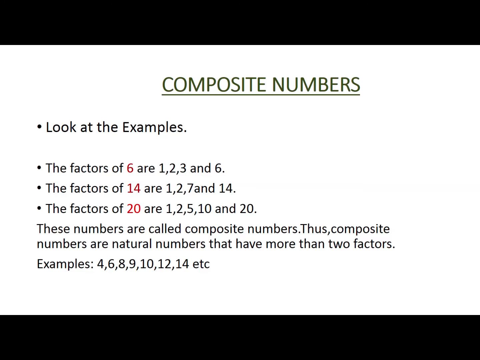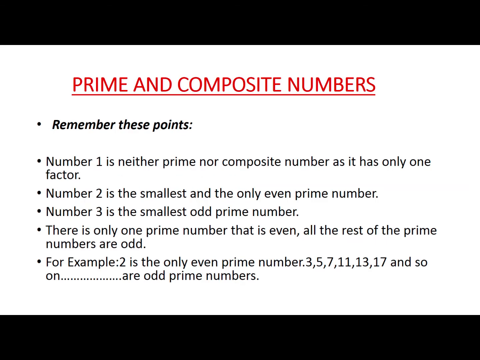Next, the factors of 20 are 1, 2, 5, 10 and 20. It is a composite number because the factors of 20 are more than 2. So, these numbers are called composite numbers. Thus, composite numbers are natural numbers that have more than two factors. Example, 4, 6, 8, 9, 10, 12, 14, etc.